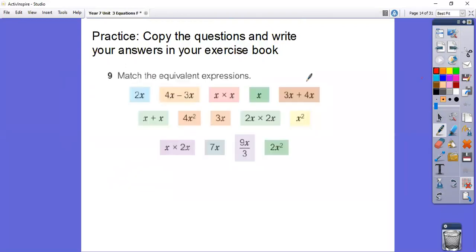Moving on to question 9, match the equivalent expressions. Equivalent, remember, means they're the same. So for example, 2x, well, which expression card here would be the same? Well, x plus x is obviously 2x. So these two cards would be the same. Again, I'll leave you to do the rest. If you have any questions, please drop me a message.